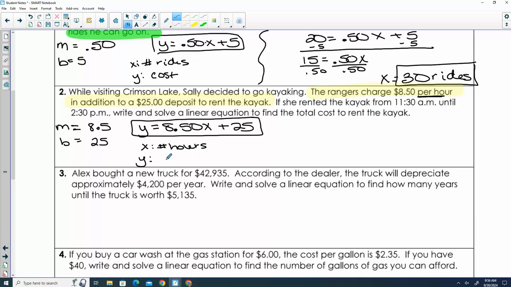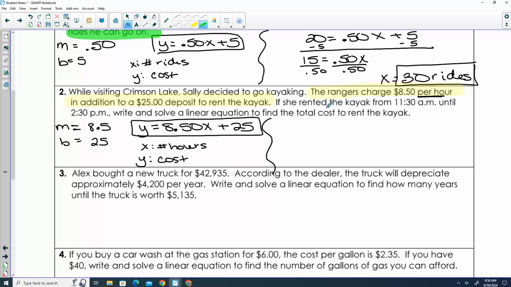What is the y? Why is how much it all costs? Okay, so now that I have an equation, I know what my x and y represent, we can go back to the problem and get the next part.